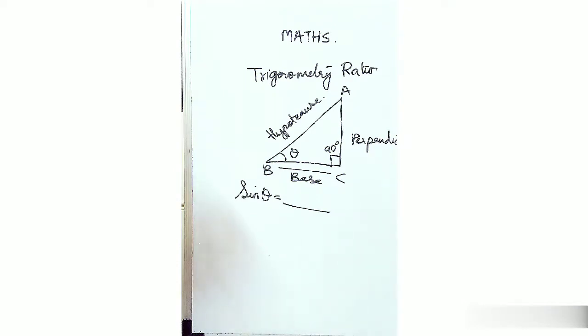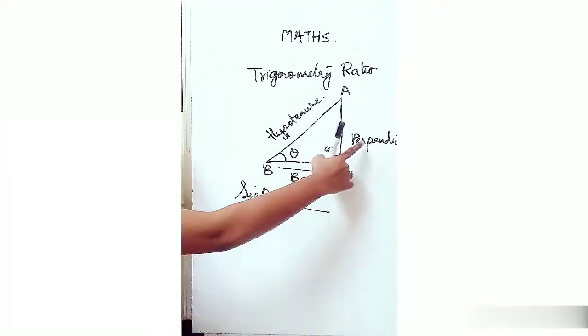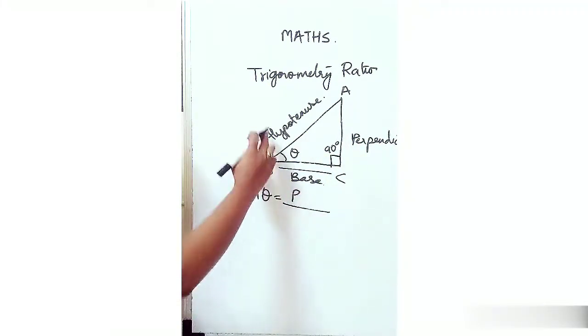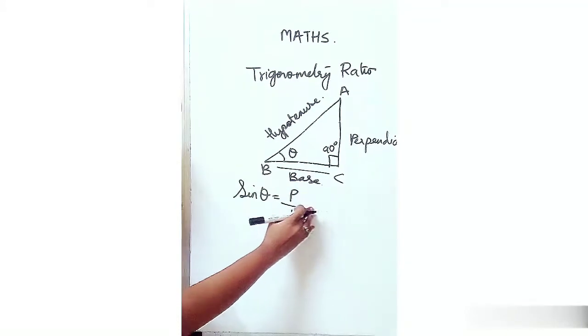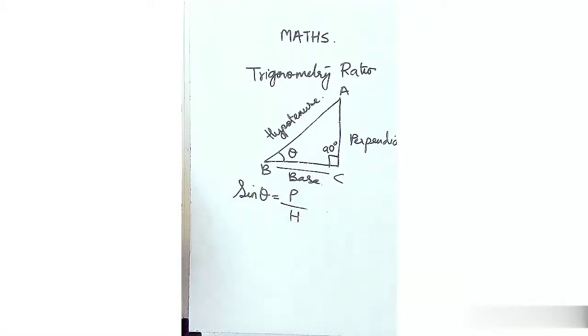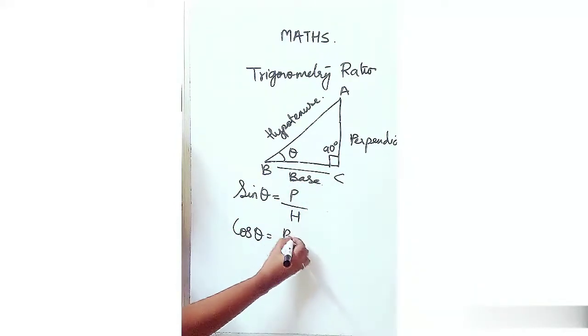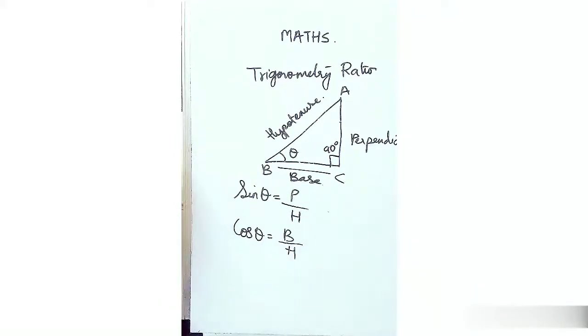First thing, sin theta. What is sin theta? Perpendicular, I denote it as P, upon hypotenuse. Very simple. Perpendicular upon hypotenuse. Now cos theta. What is cos theta, students? What is remaining? Base is remaining. So I'll write base upon hypotenuse.